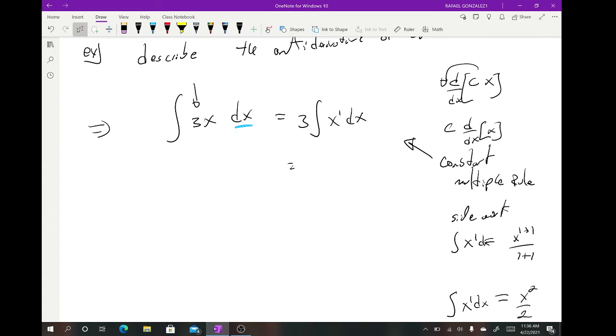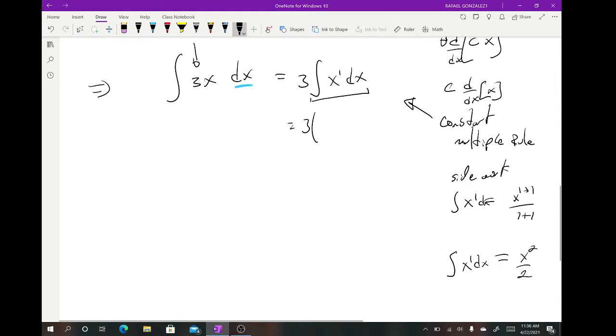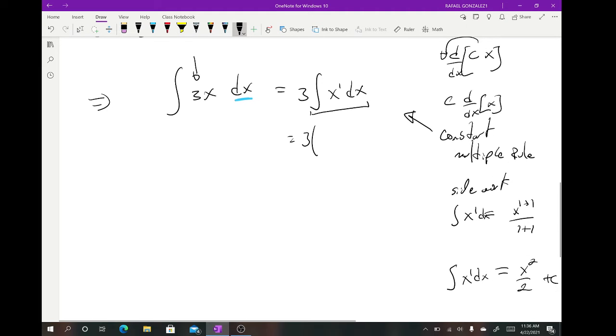We get 3 times, so now this whole thing becomes x to the 2 over 2 plus c. So we have 3 times x to the 2 over 2 plus c. This is the only time that I'll write the c on the inside of this parentheses, and I'll explain that in a second. So this is equal to, when you multiply through, 3x squared over 2 plus 3c.